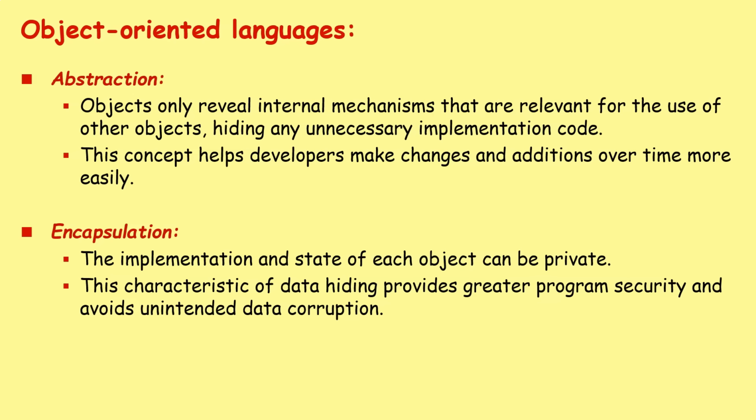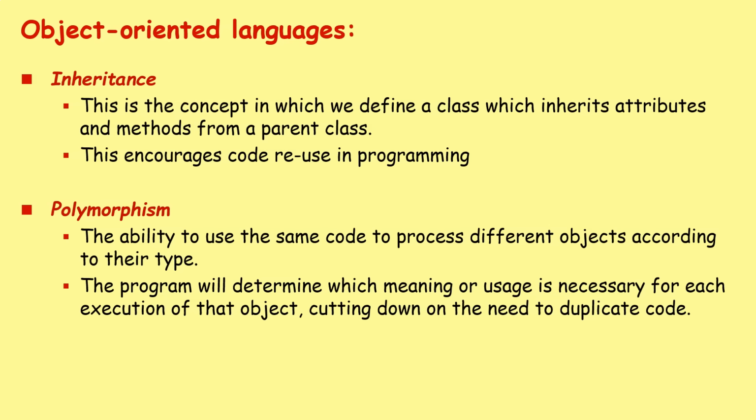Encapsulation. The implementation and state of each object can be private. This characteristic of data hiding provides greater program security and avoids unintended data corruption. This can be an advantage of OOP over procedural languages. Inheritance. This is the concept in which we define a class which inherits attributes and methods from a parent class. This encourages code reuse in programming. Polymorphism. The ability to use the same code to process different objects according to their type. The program will determine which meaning or usage is necessary for each execution of that object, cutting down on the need to duplicate code.